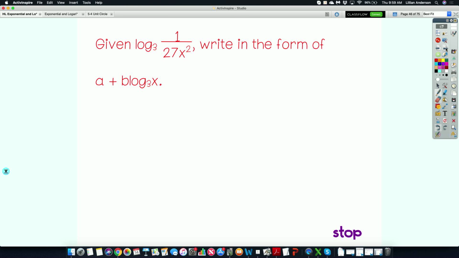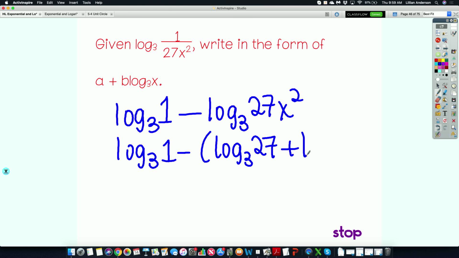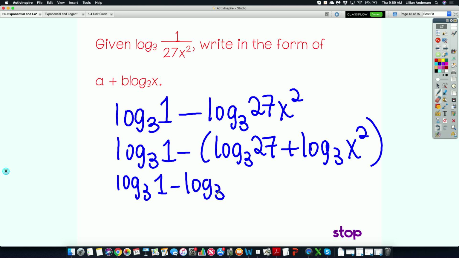So that basically means that I can expand that log so that it can be written in that form. So division means what? They're being subtracted. So then I can do log base 3 of 1 minus log base 3 of 27x squared. Okay? Can I expand this anymore? How so? That 27x squared can be what? Log base 3 of 27 plus log base 3 of x squared. Very good. What should I do with that minus? Distribute. So I have a log base 3 of 1 minus log base 3 of 27 minus log base 3 of x squared.